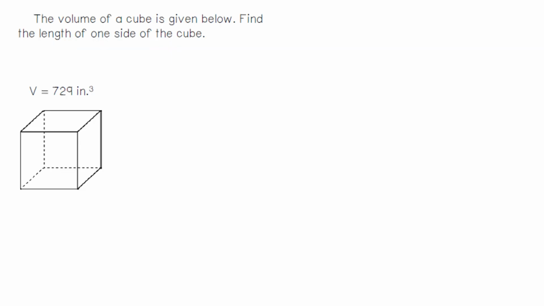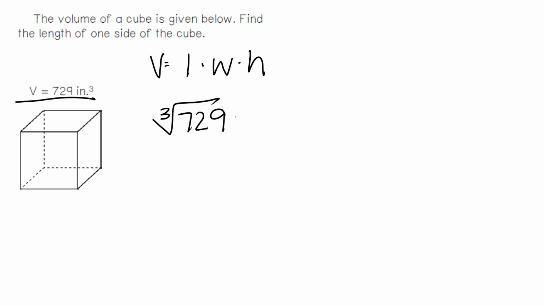The volume of a cube is given below. Find the length of one side of the cube. So we can see that the volume is 729 inches cubed. We know volume is length times width times height. So we're going to use our knowledge of cube roots to work backwards and figure out the length, width, and height. Now, 729 was not on the list of 5 perfect cubes that I'm going to have you memorize. So we're going to type this problem in on the calculator.